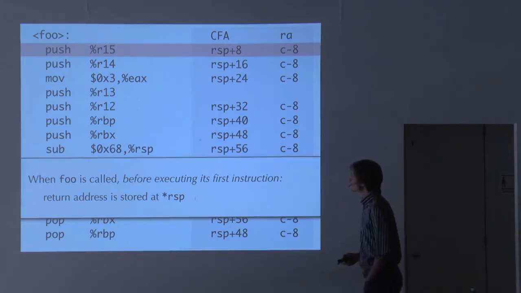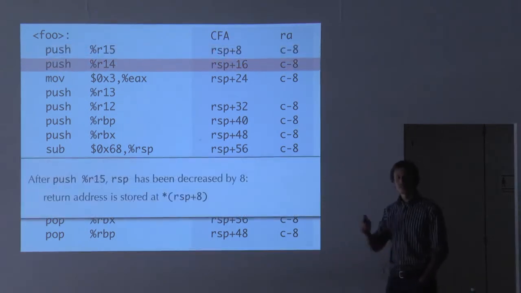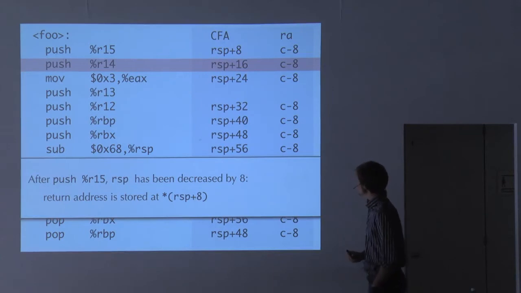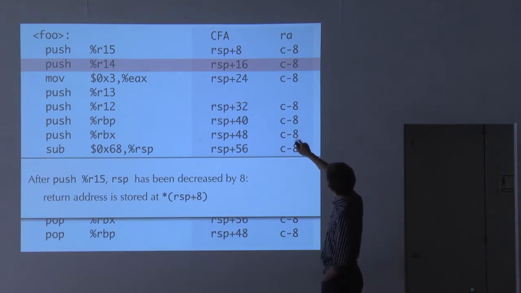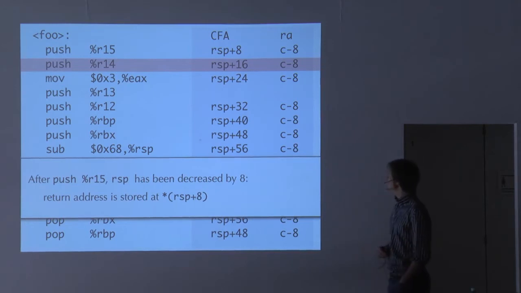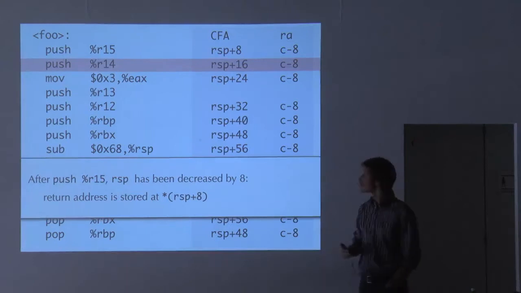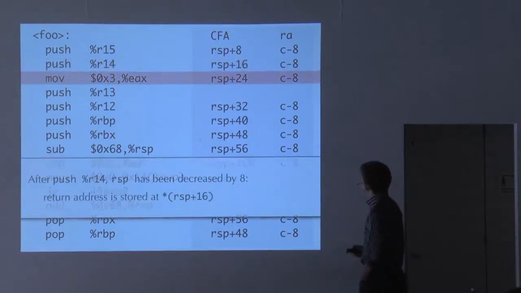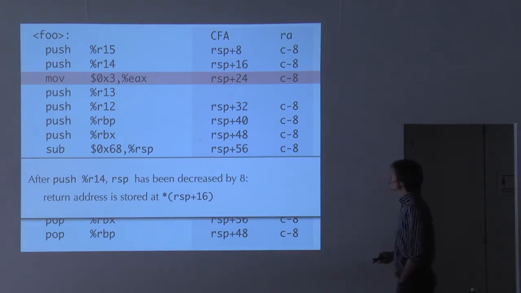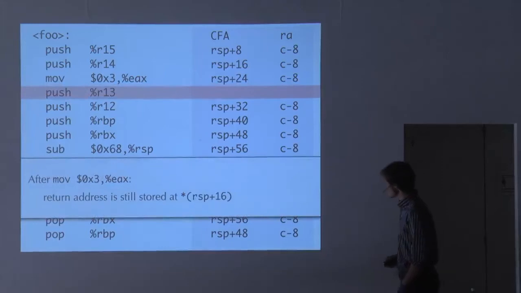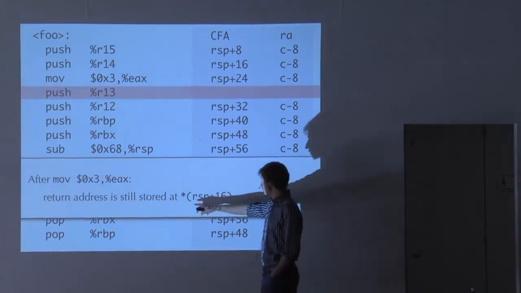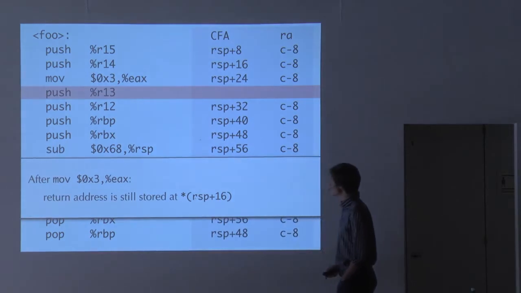Then after one push, what happens? The stack pointer has been decremented by 8. And so, guess what? Our information tells us, yeah, now you have to do the stack pointer plus 16 minus 8. So plus 8. Yeah, makes sense. Not so complicated. Now we have another push, so we go to RSP plus 24 minus 8. And then we have a move that doesn't modify the stack pointer or anything that appears in these expressions. So nothing changes. The return address is still stored at RSP plus 16.